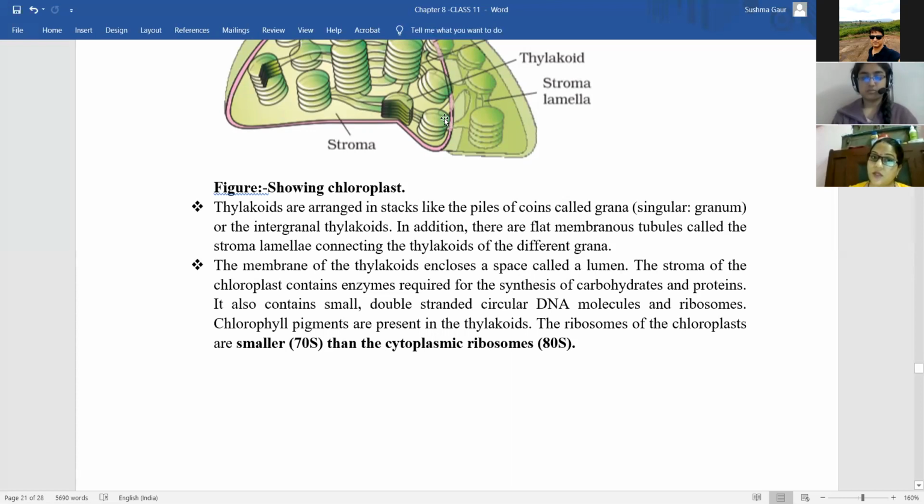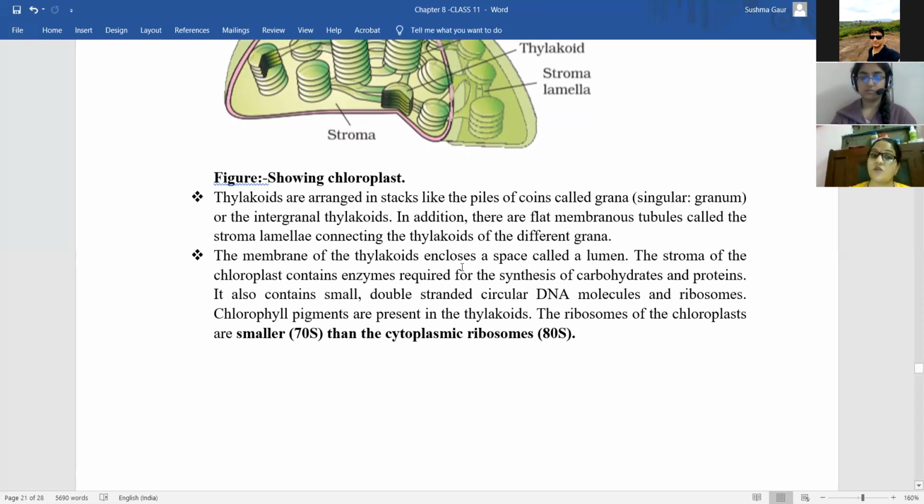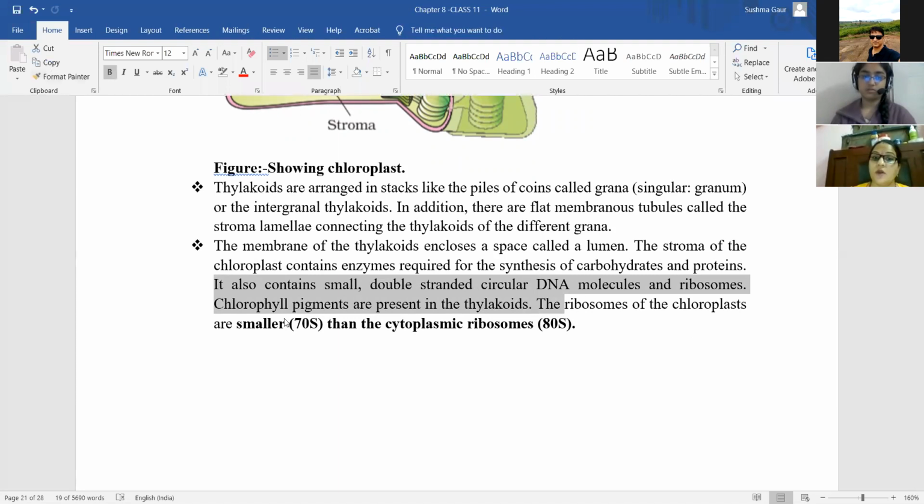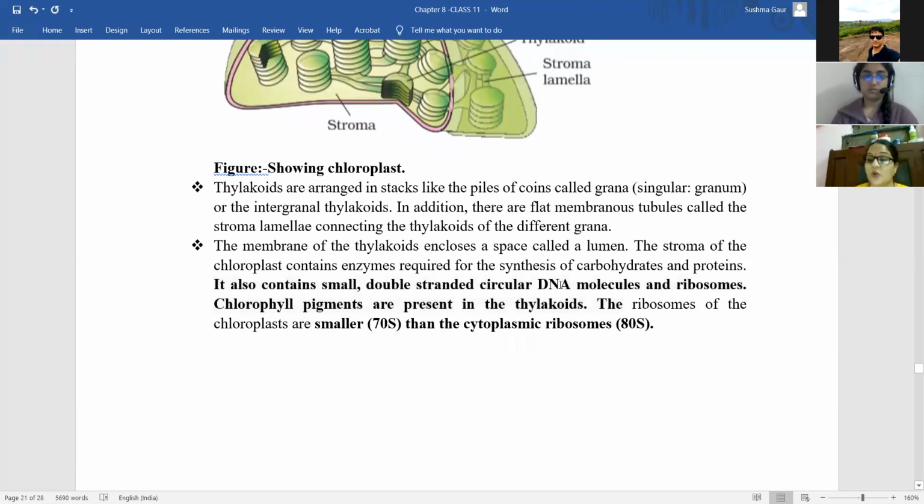Okay, so the membrane of thylakoid encloses a space known as lumen. That is the space present within the membrane of thylakoid is known as lumen, and the stroma of the chloroplast contains many enzymes that are required for synthesis of carbohydrates and proteins. It also contains double stranded circular DNA. In mitochondria, DNA is also present. In chloroplast, DNA is also present.